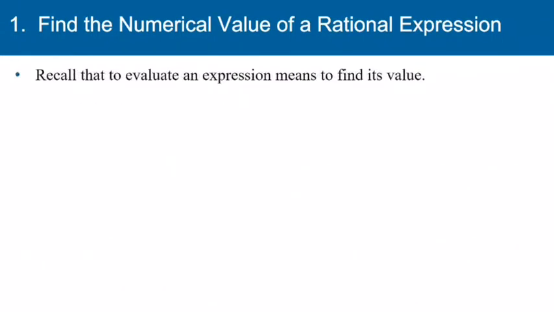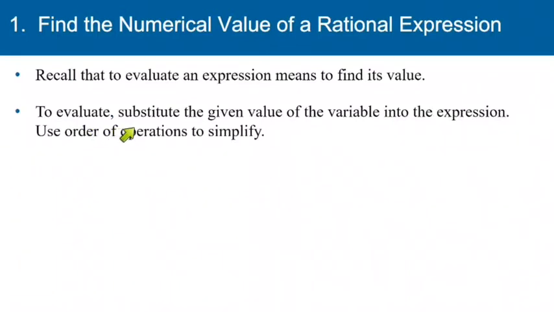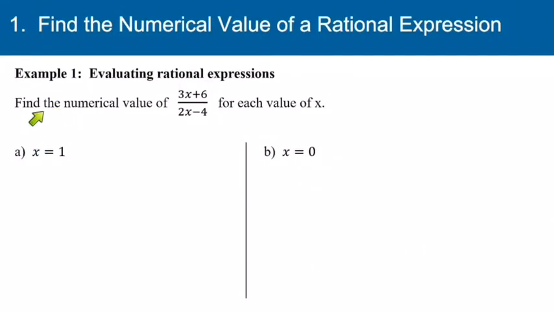First, let's talk about how to find the numerical value of a rational expression. So remember that to evaluate an expression means to find its value, and they'll have to give you a value for the variable. You'll substitute that given value into the expression and then just use order of operations to simplify. Here is an example. They're asking us to find the numerical value of 3x plus 6 over 2x minus 4. And in part A, they say x equals 1. So they want us to find the value of this expression if x equals 1.